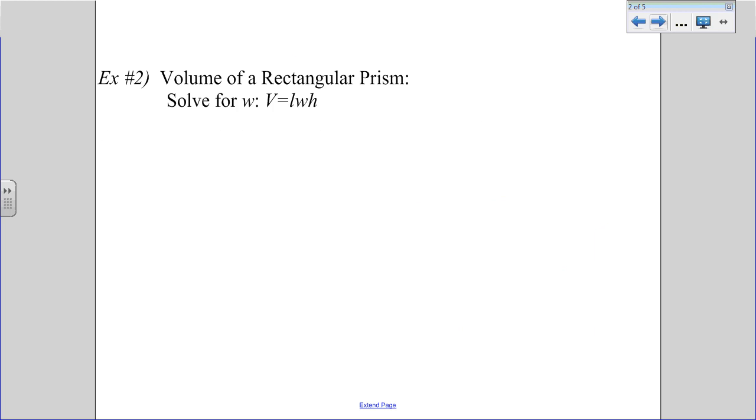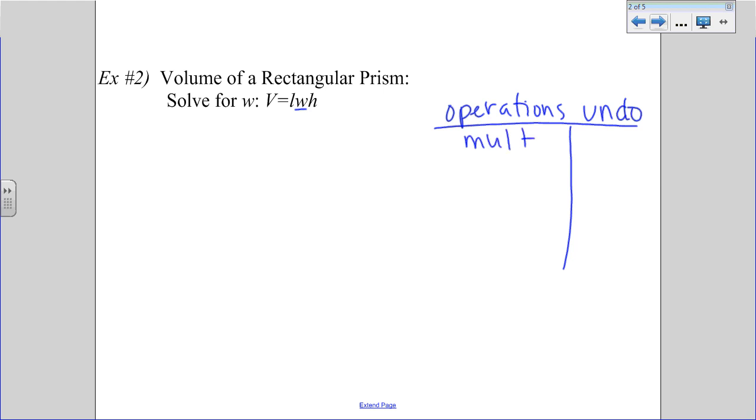I need to solve for w. So here's w. I need to look at what my operations are, and how I'm going to undo that. Well, once again, I think I made too big of a chart because the only operation I see there is multiplication. Now, I'm multiplying by L and H, but it's just multiplication, so I'm going to undo that with division. I'm going to divide by L and H. I'm going to divide by LH. You can put the multiplication sign in there, or you can just leave them next to each other because that's how we show multiplication.